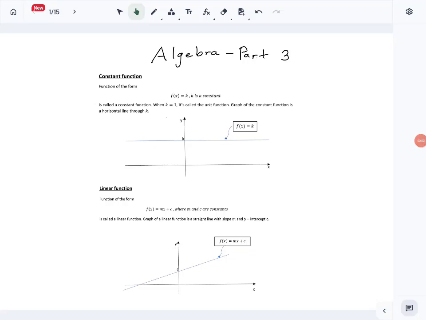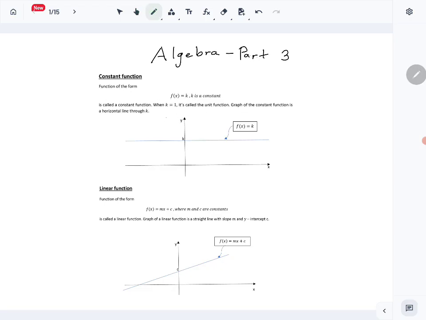Okay, so this is the third part of the algebra lesson series, right? So in today's lesson, we will first look at some different types of functions and their graphs, right? So first, the simplest function, constant function.